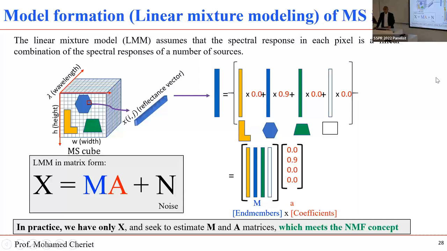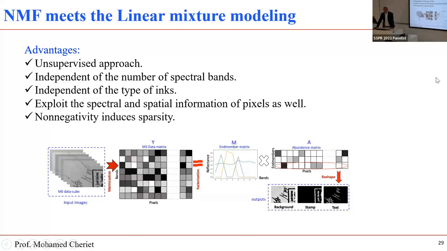So what are the advantages of going through this modeling with NMF? Before, our approaches were supervised and failed because of the lack of labeled data. Now, this approach is unsupervised. So we are in business. It is independent of the number of spectral bands, independent of the type of inks, and exploits the spectral and spatial information of pixels as well.